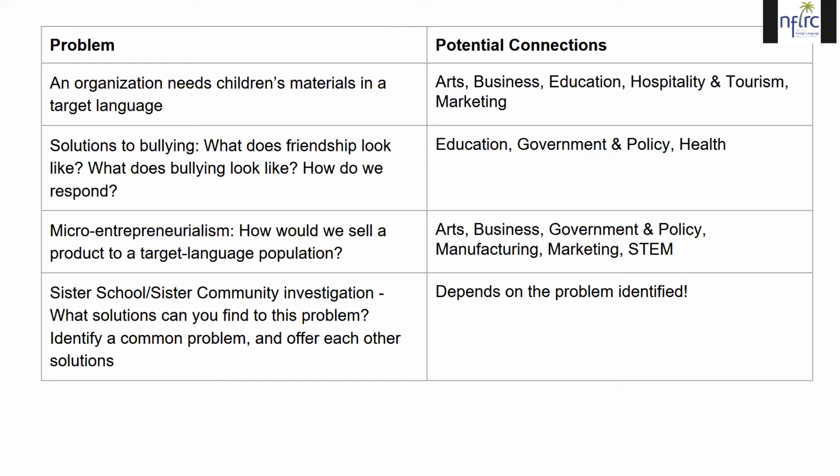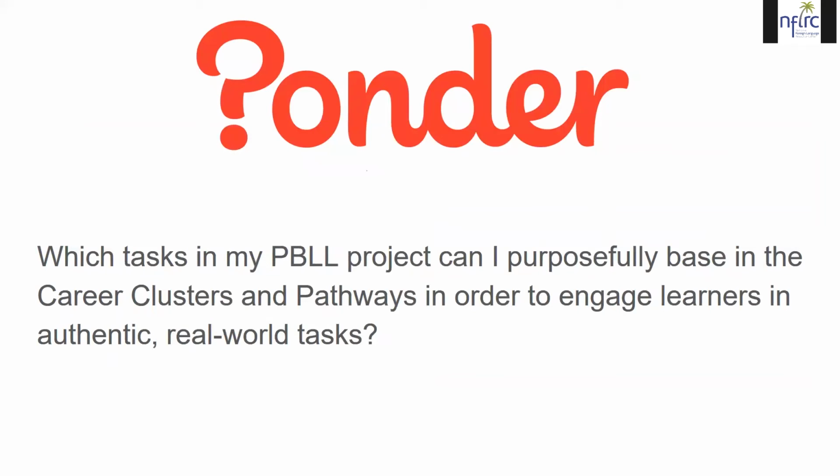So perhaps it's making children's materials that could fall into several potential connections. If you're looking at a social issue such as bullying or friendship, can fall into multiple connections. Micro-entrepreneurialism, going into the business, the marketing, the policy, the manufacturing. Perhaps you're going to take an investigation with a sister school or sister community. So what problems can you identify that could have really unlimited connections? So multiple connections to multiple pathways, it's absolutely fine.